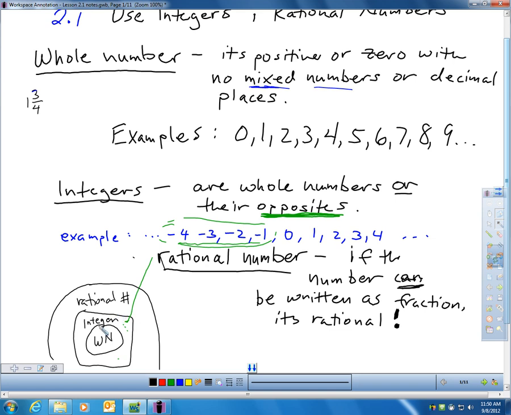Okay, so I hope I did a good job of explaining that. Whole numbers are any numbers that are 0 or positive, but they cannot have mixed numbers or decimal places. So whole numbers are 0, 1, 2, 3, 4, 5, and so on.